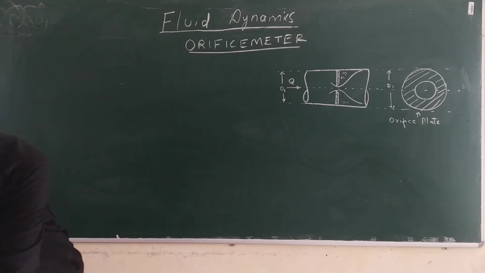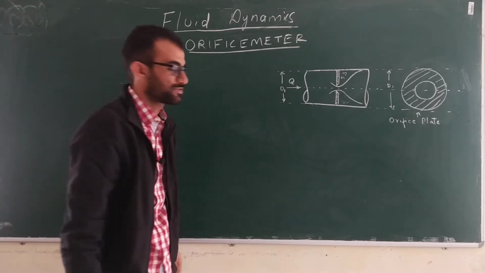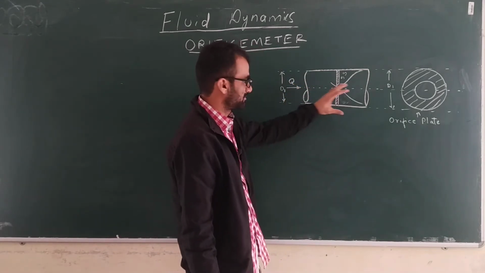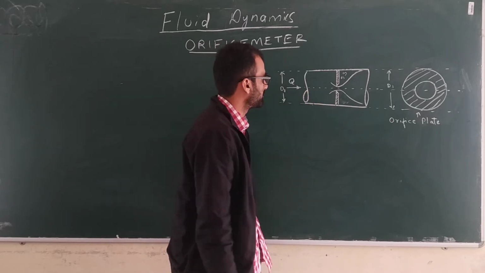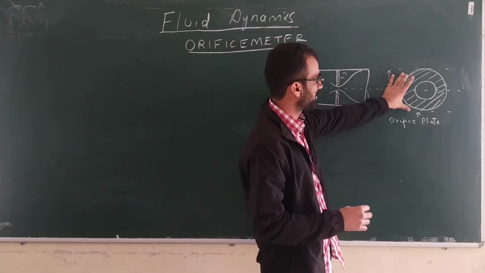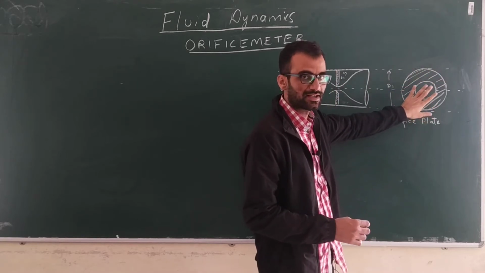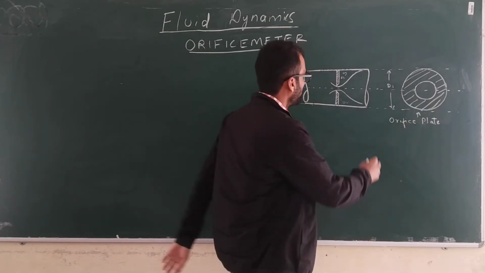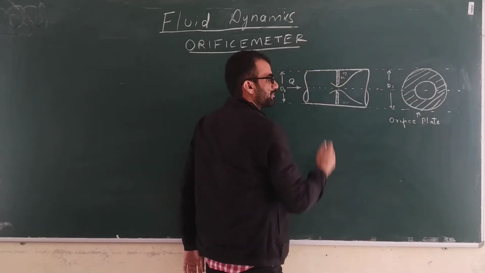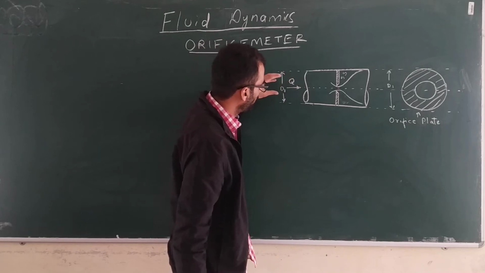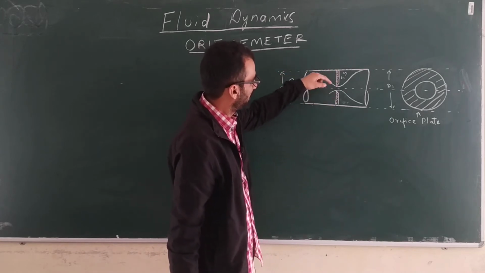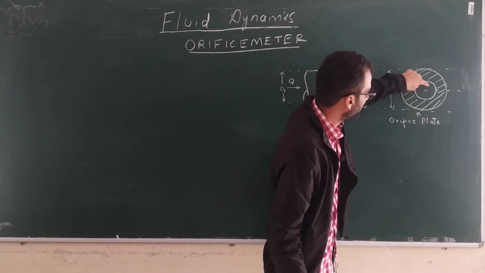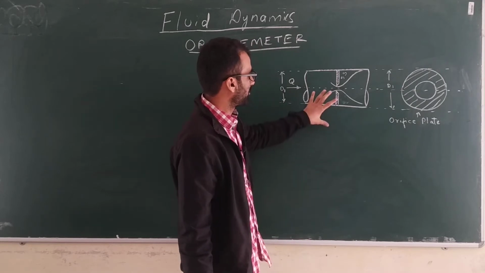So let's see the, sorry, orifice meter. An orifice meter basically is used to measure the flow rate through pipes. Now what does it have? Basically we have an orifice plate, a metal plate. We cut that plate at the center, so we make an orifice at the center and place that plate inside the pipe. So flow gets obstructed by this plate and flows through the opening of the orifice plate. This is how the orifice meter looks.